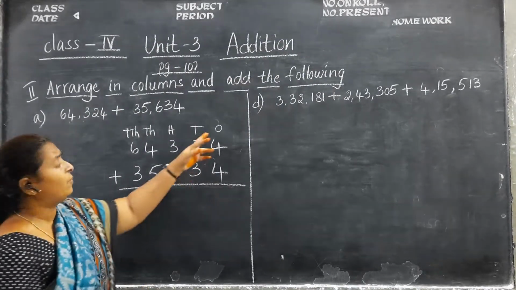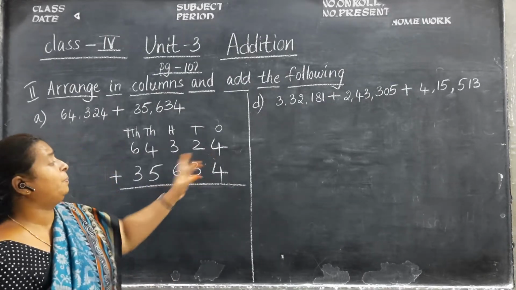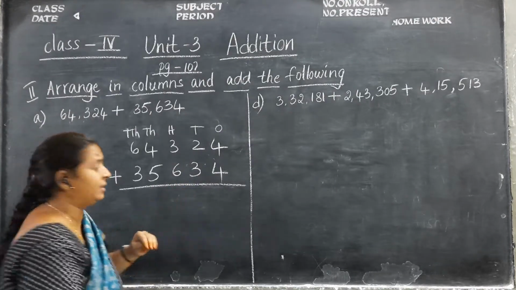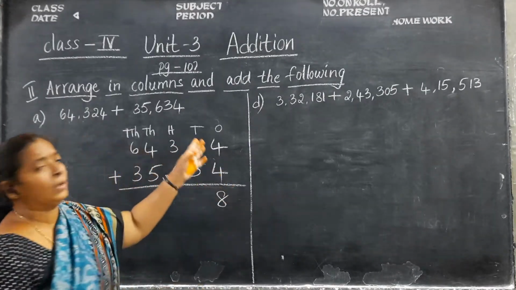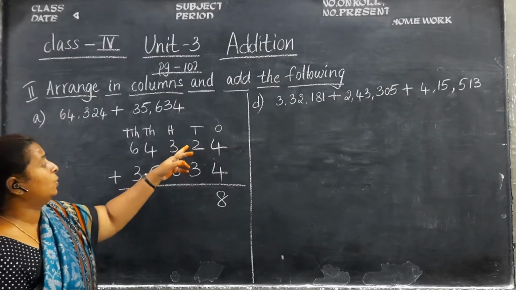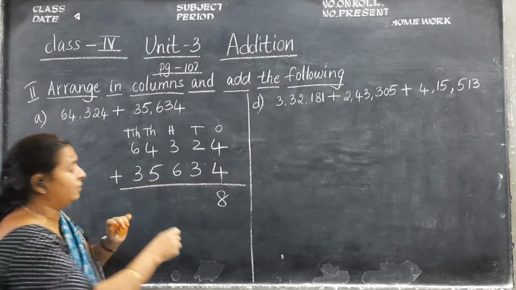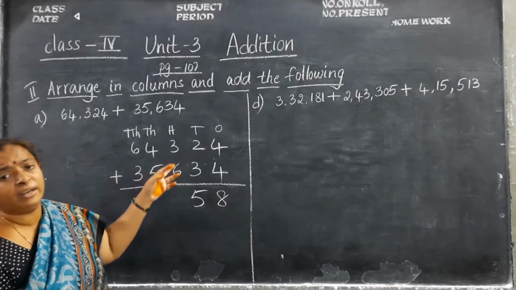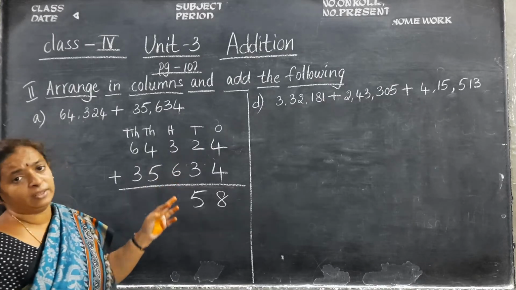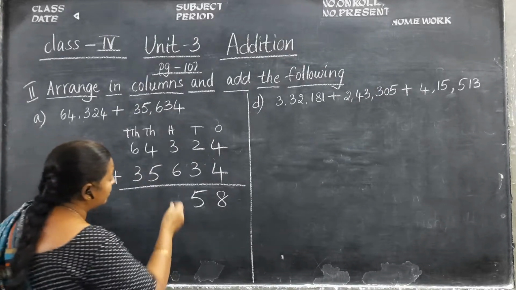See children, from the ones column we should start addition. 4 plus 4: 4 put in your mind, take 4 fingers. After 4, 5, 6, 7, 8. 8. Underneath the ones column you should write the result. Then tens column: 2 plus 3. 2 put in your mind, take 3 fingers. After 2, 3, 4, 5. Then hundreds column: 3 plus 6. 3 put in your mind, take 6 fingers. After 3, 4, 5, 6, 7, 8, 9.